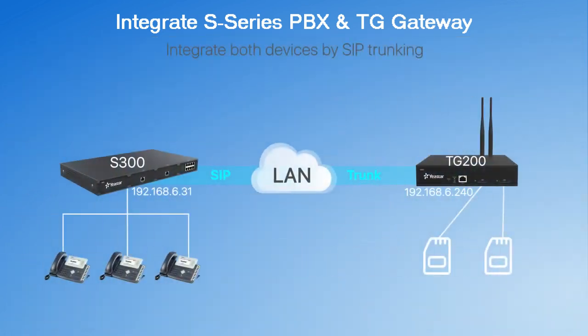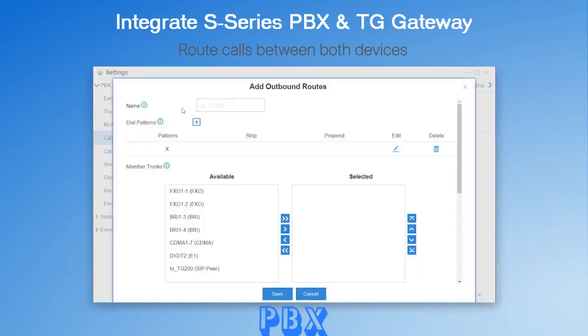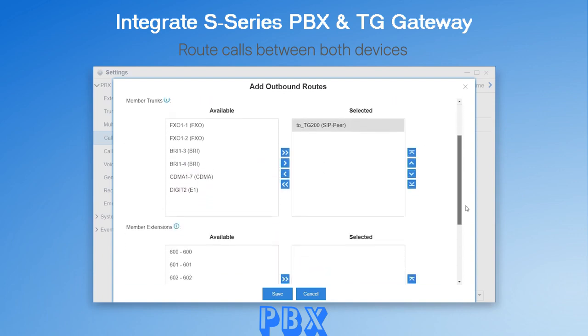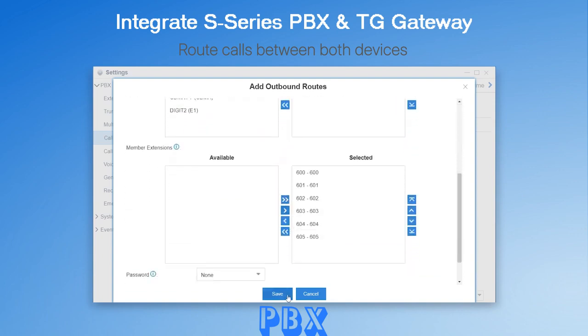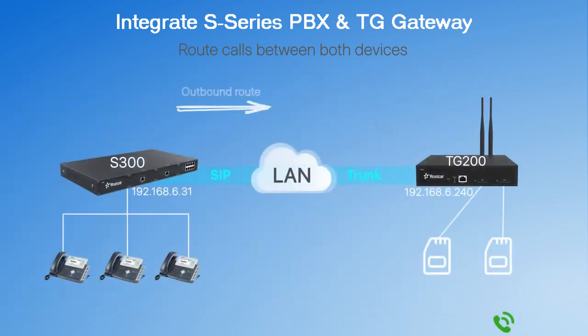Once the trunk between the two devices works, we can route calls between them so that extension users of the PBX will be able to make and receive calls with the SIM cards inserted in the gateway. On our PBX, create an outbound route to get outgoing calls to the gateway. Meanwhile, let's get to the gateway to route incoming calls from the PBX out to the final destination.